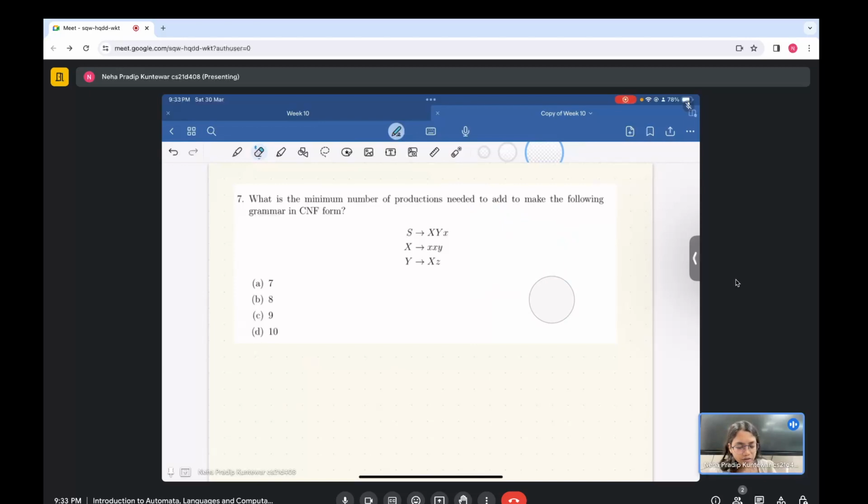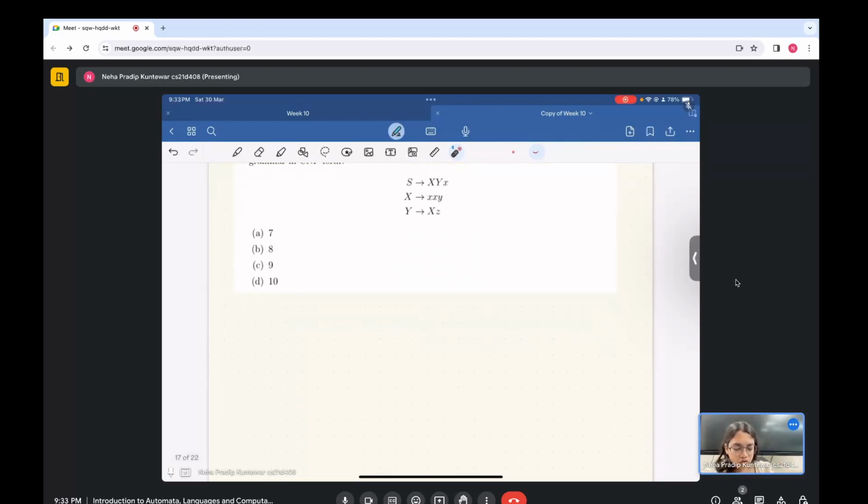So you are now given this grammar, and you want to convert it into Chomsky normal form, but you want to use as few productions as possible. So the question is, how many minimum productions do you need in order to make this into the Chomsky normal form? So I'll maybe wait for a minute or two, and you can give this a try, and then we will discuss this.